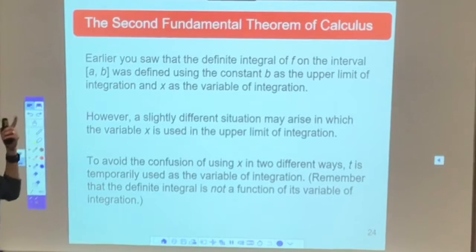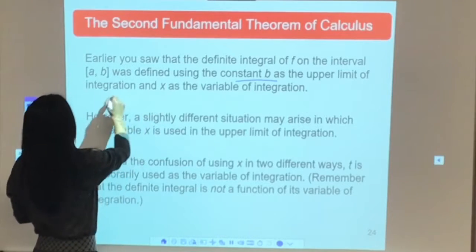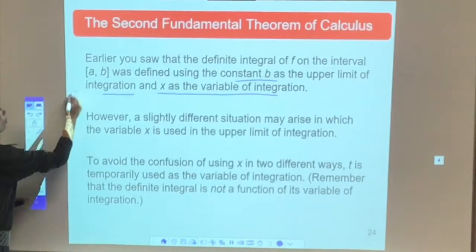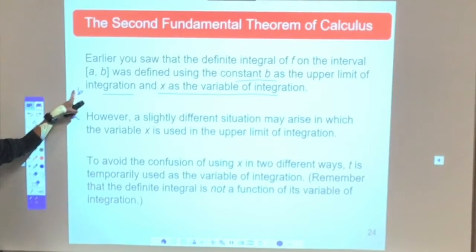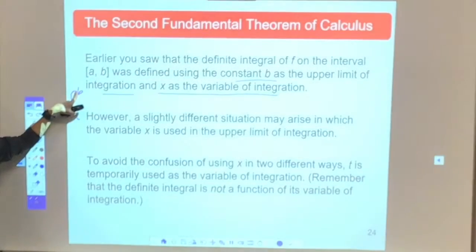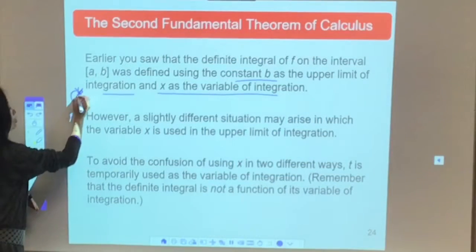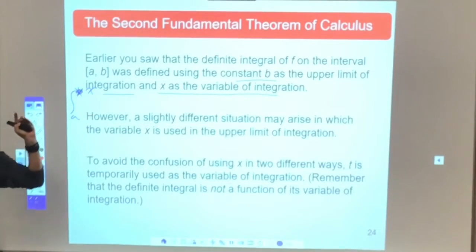All right. Earlier you saw that the definite integral of f over the interval a and b was defined using a constant a as the lower limit and a constant b as the upper limit, and x as your variable of integration. Okay, so before we have a definite a and definite b, which means we know exactly what my lower limit is. We know exactly what the upper limit is. We know exactly which one to use. Well, how about we have a variable? We don't have a b, but we have x, which means changing. Okay, that's the second fundamental theorem of calculus.